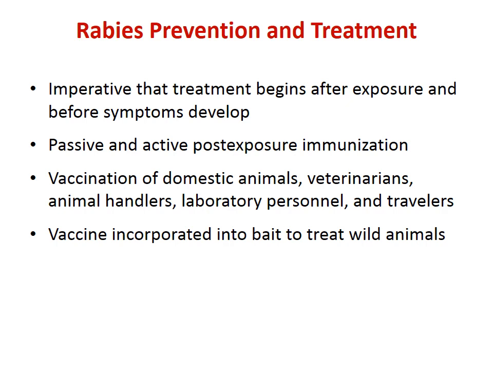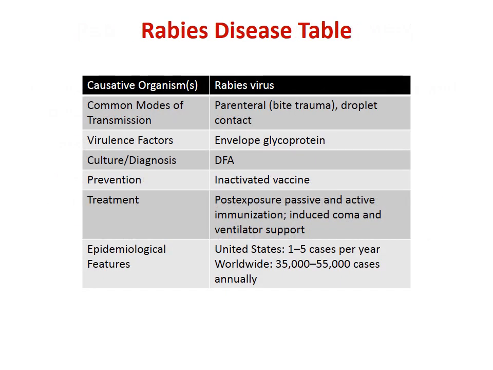One of the important things to understand is that rabies can be prevented and treated, as long as we catch it early. We must treat before symptoms develop, because once symptoms develop, there's nothing we can do. One of the most important things that we must do, though, to limit our likelihood of seeing this is the vaccination of animals, veterinarians, animal handlers, lab personnel, and even travelers. If we vaccinate, the risk of infection is basically zero. So here's the rabies disease table.